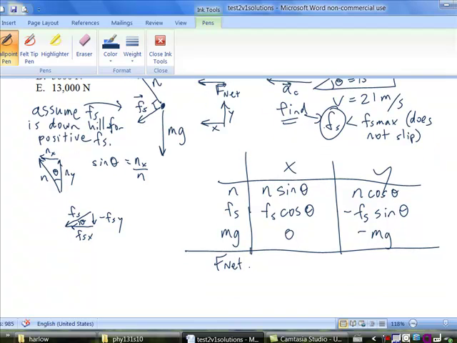So when we sum all this up, the F net in the x direction is your centripetal force, mv squared over r. And your F net in the y direction, do you know it? It's 0, because it's not accelerating up or down. It's only accelerating just towards the left.